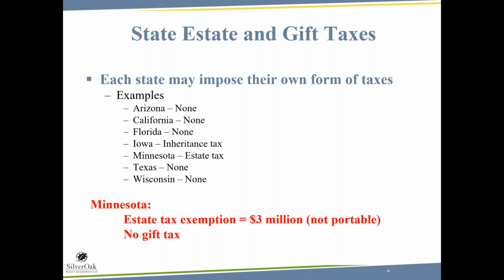And I put here that it's not portable. What does that mean? Well, on the federal basis, if one person doesn't use all their 13.6, they can give the excess to the surviving spouse to use. In Minnesota, if you don't use your whole 3 million, let's say you only use 1 million and 2 million's unused, you can't give that extra 2 million to your surviving spouse. Big deal, especially since that is a relatively small amount considering it includes all your assets, it includes life insurance, it includes pension, et cetera, et cetera.